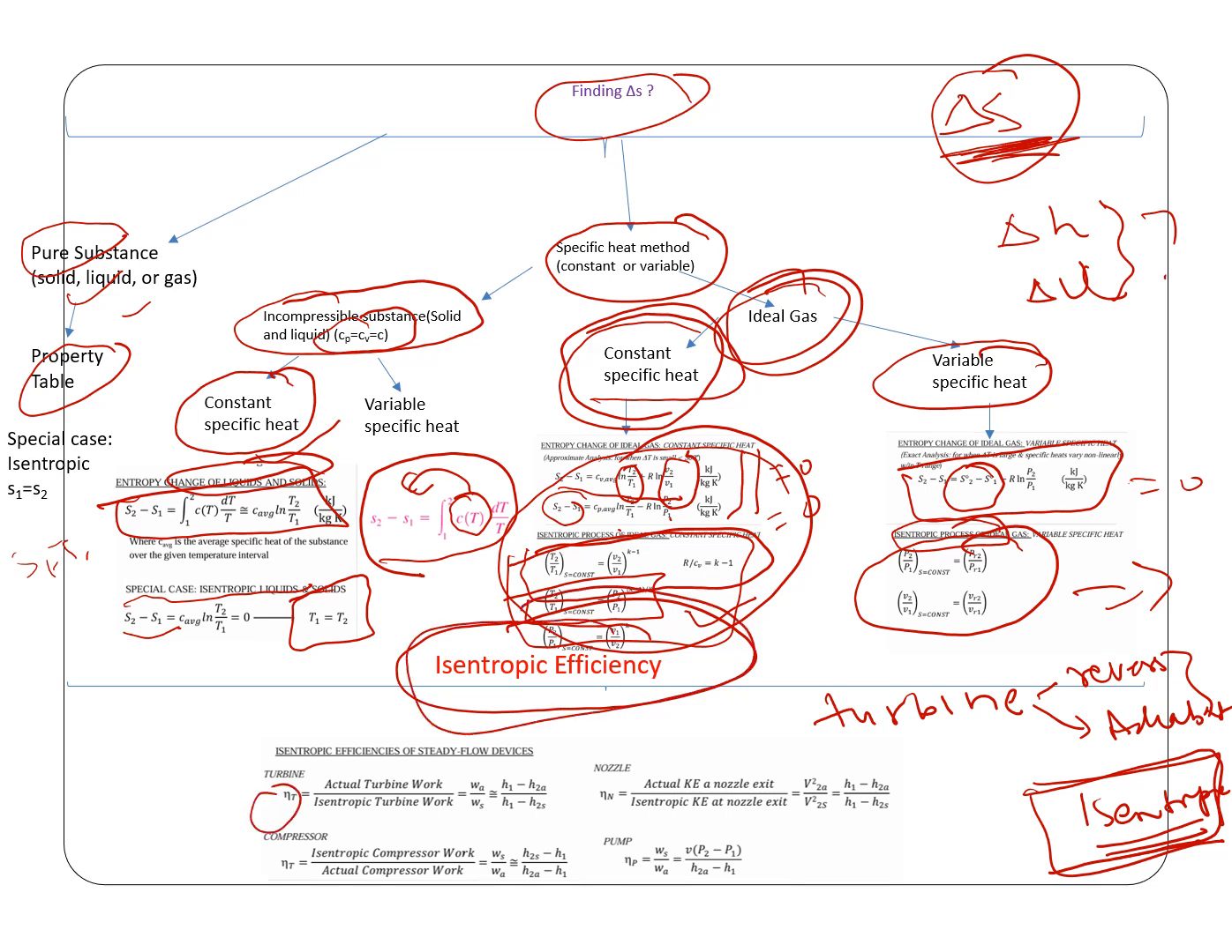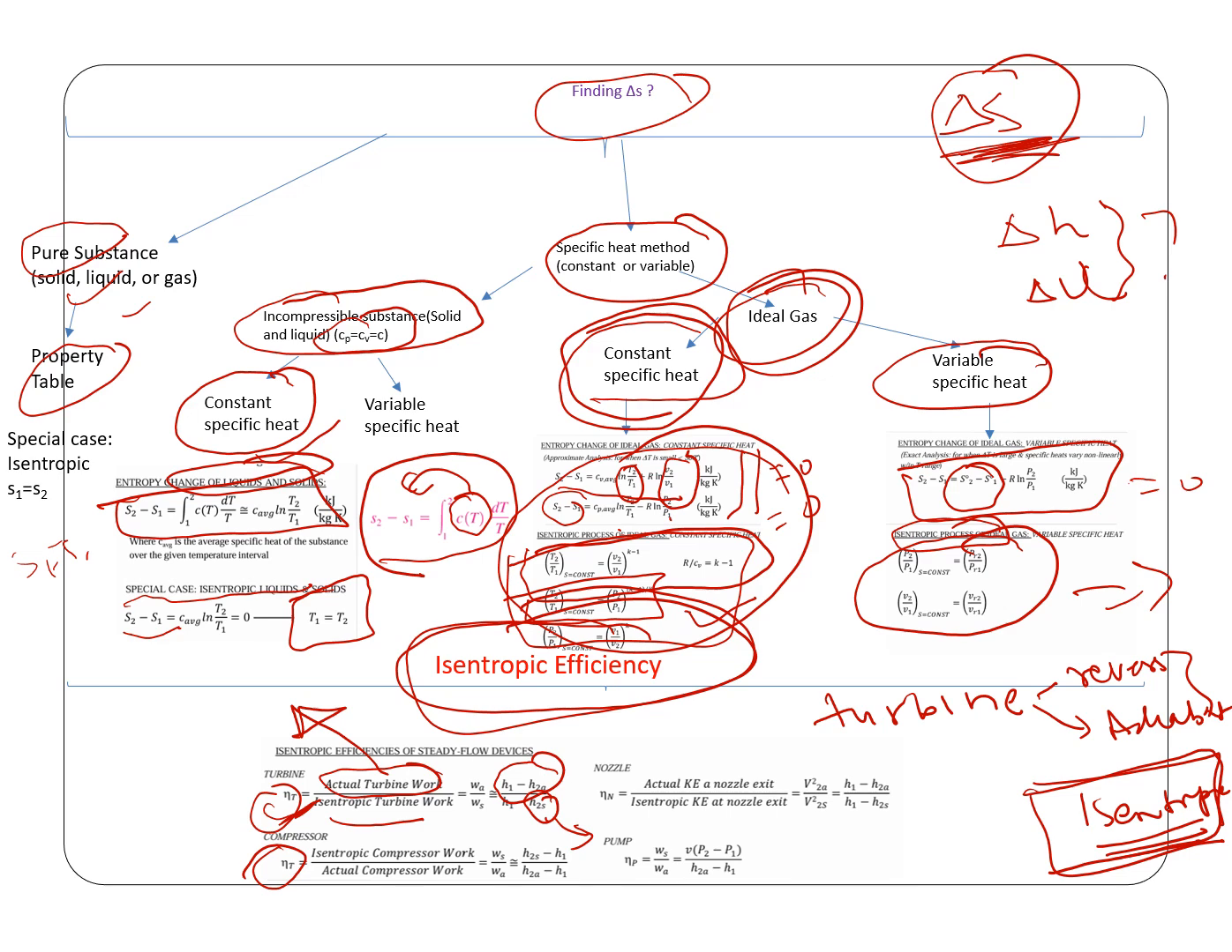So for a turbine, the actual turbine work, which you can get from the first law of thermodynamics, is H1 minus H2A, and then isentropic is H1 minus H2S. You should know how to calculate this H2S, H2A, and H1, and only then will you be able to calculate the isentropic efficiency. For the compressor, see the difference.